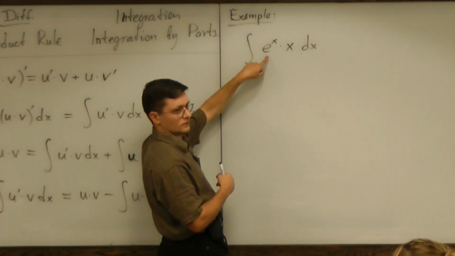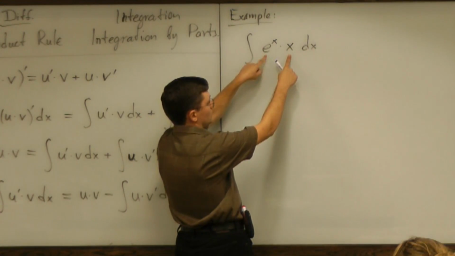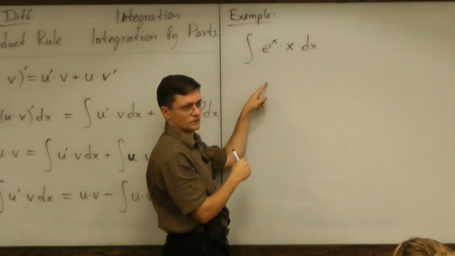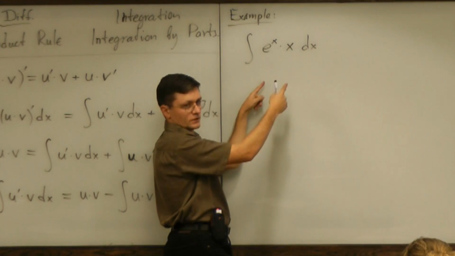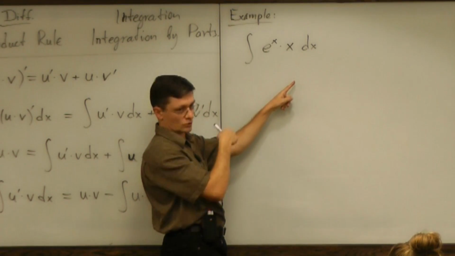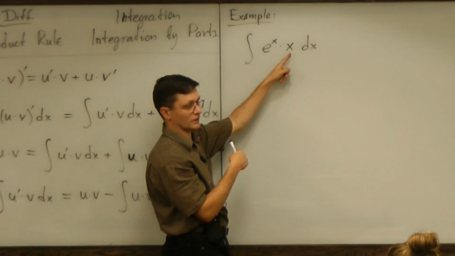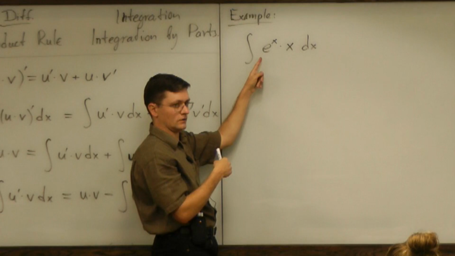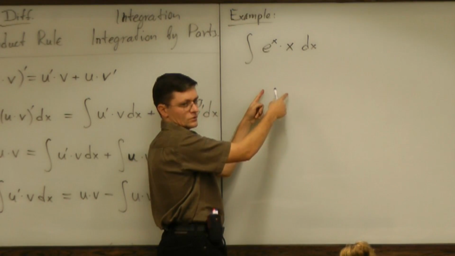So if I differentiate e to the x and integrate x, what do I have? I will have e to the x again multiplied by integral of x, which is x squared. I will end up with e to the x times x squared, which is more complicated. But if I differentiate x and integrate e to the x, I will end up with e to the x times derivative of x, which is simpler.